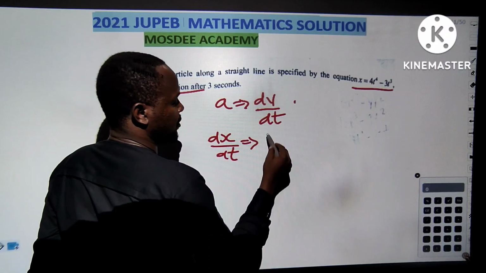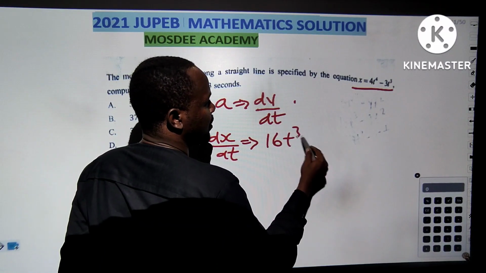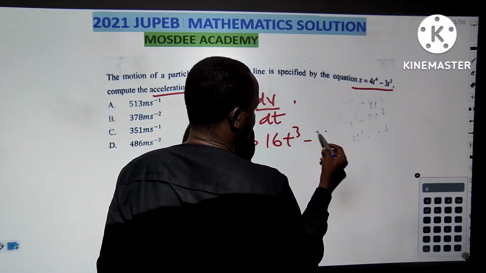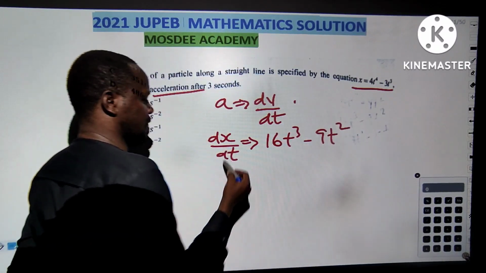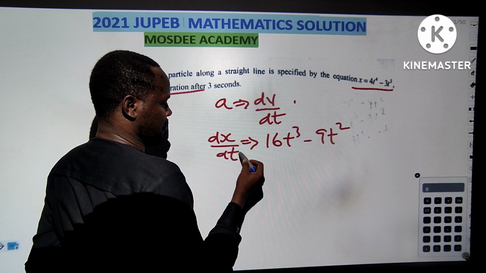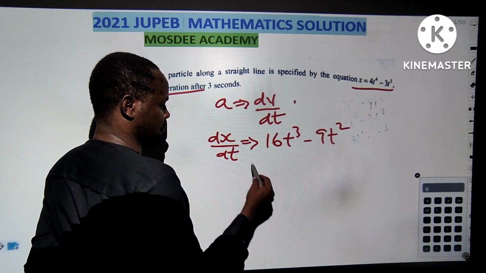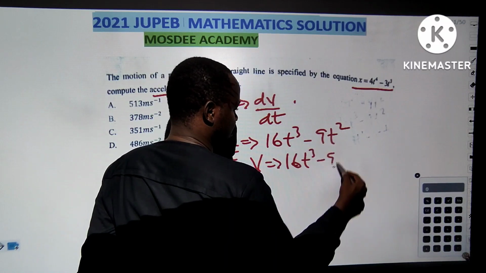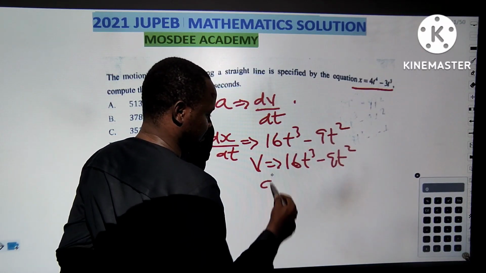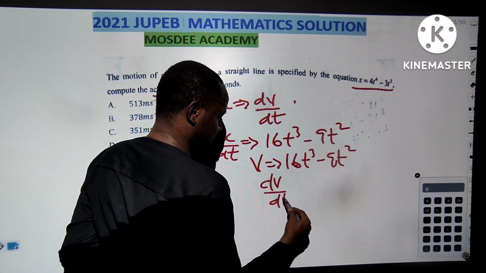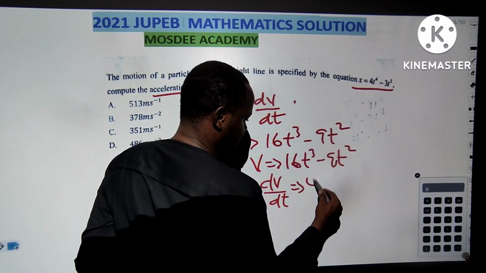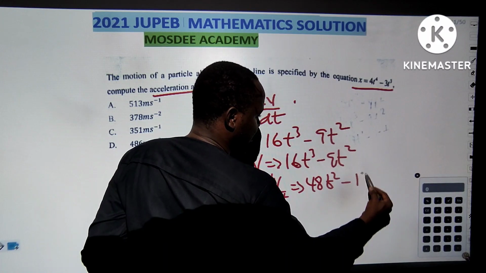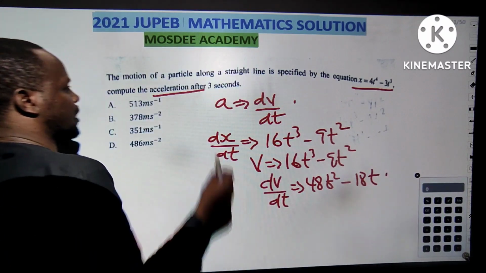And that one will give me 16t raised to power 3 minus 3 times 3 is 9t squared. That is ds by dt. So now, if I differentiate ds by dt, which is v, 16t cubed minus 9t squared, the dv by dt is now what I know, which is the acceleration. 3 times 16 is 48t squared. 2 times 9 is 18t. So at what time? Time is 3.